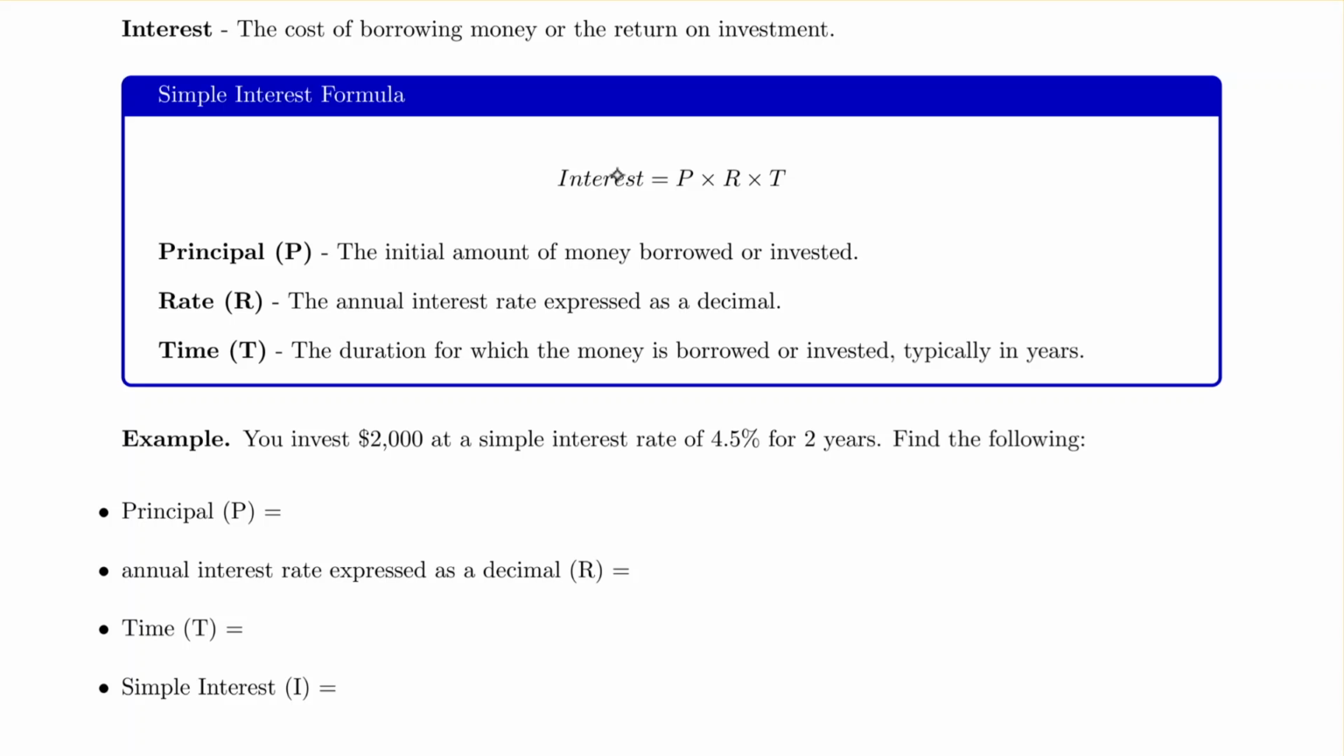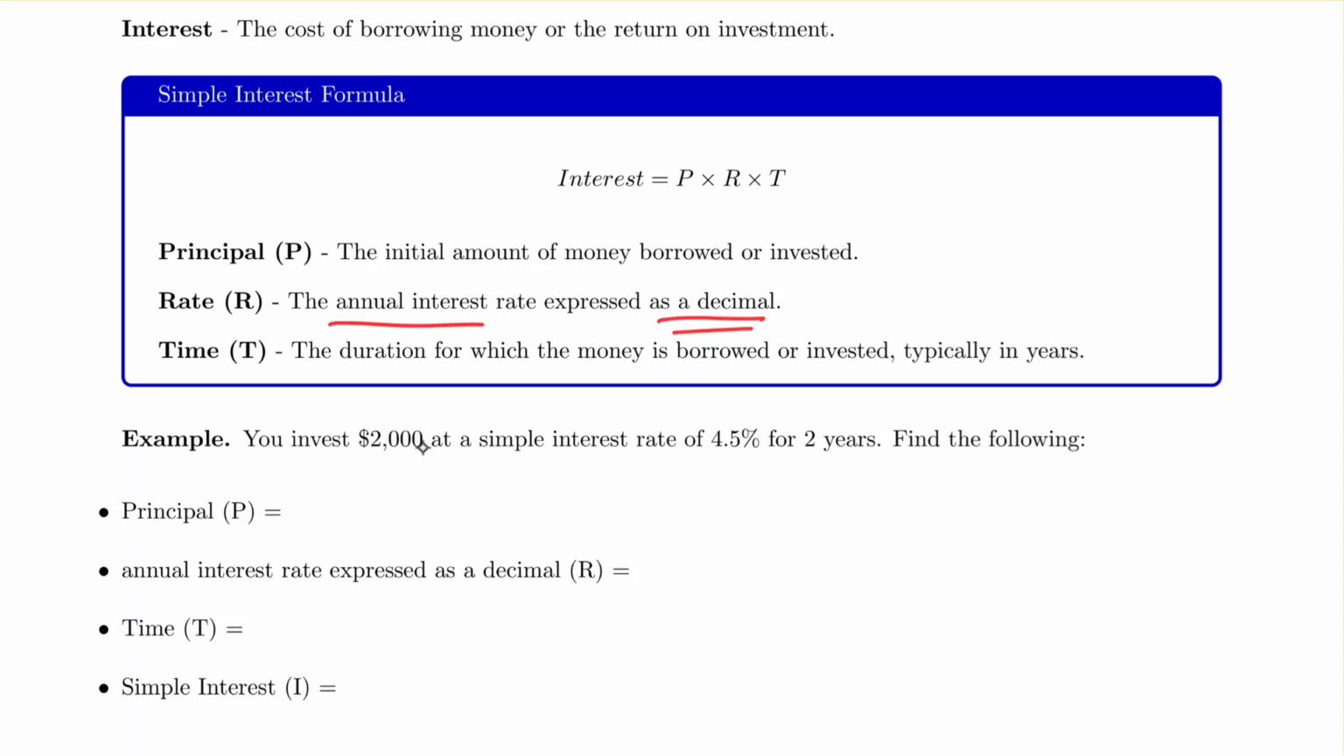So we've got a simple interest formula. Interest is P times R times T, where P, R, and T are defined here. P is the principal. That's either the initial amount borrowed if you're loaning money, or invested if you're saving money. R is the annual interest rate expressed as a decimal. And the time is the duration that the money is either loaned or invested, typically in years.